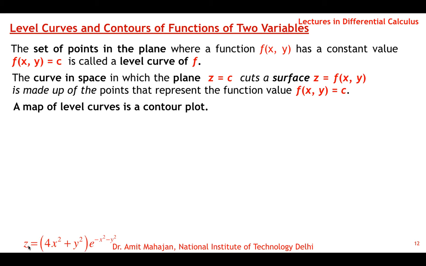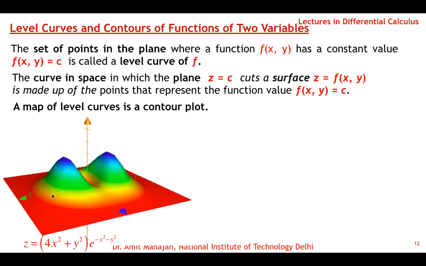Say I take a surface z equals (4x² + y²) e^(-x² - y²). This function is plotted on the xyz coordinates. This is the x-axis, this is the y-axis, and this is the z-axis. So we plot this surface in this space.